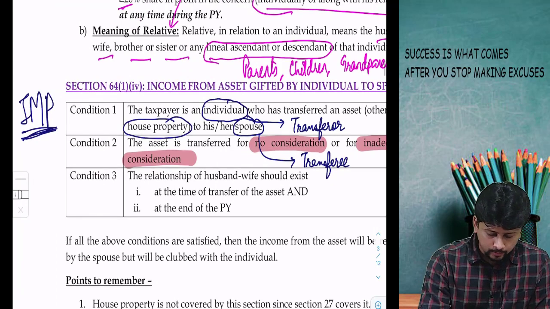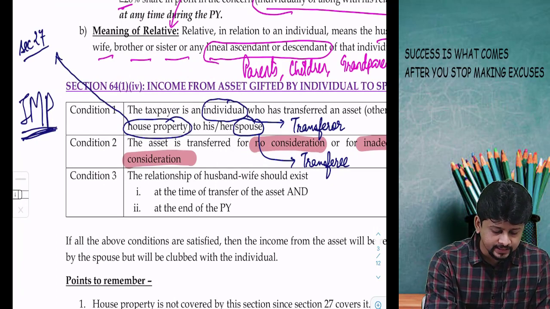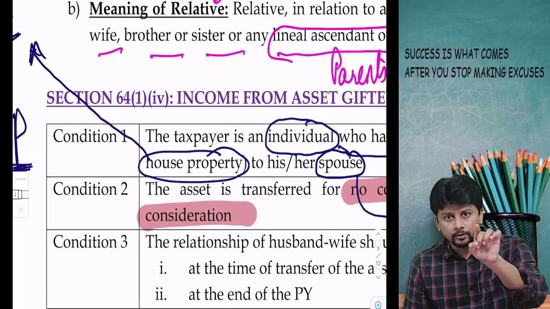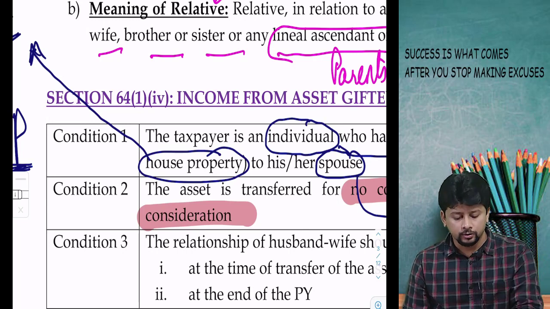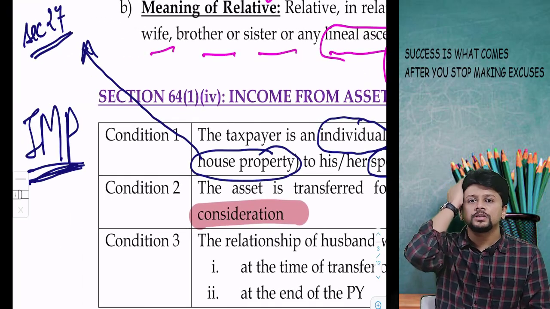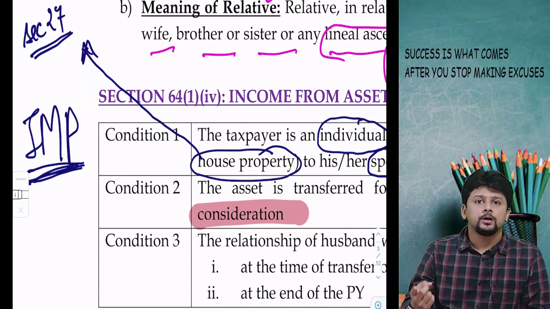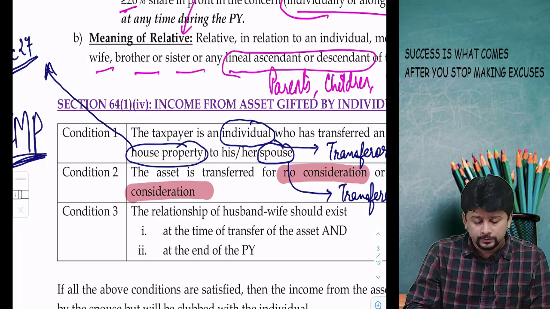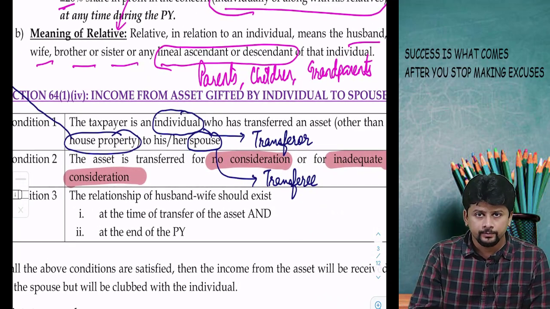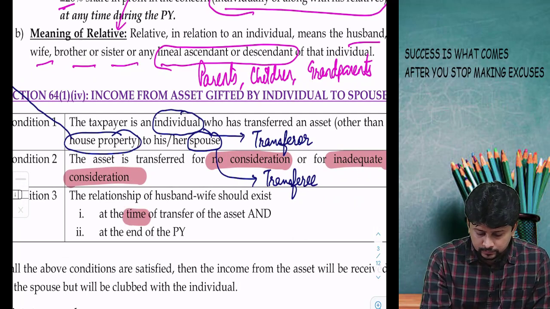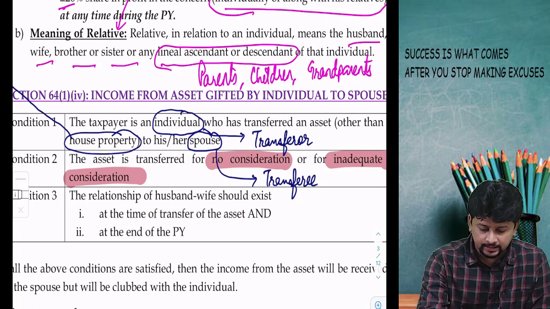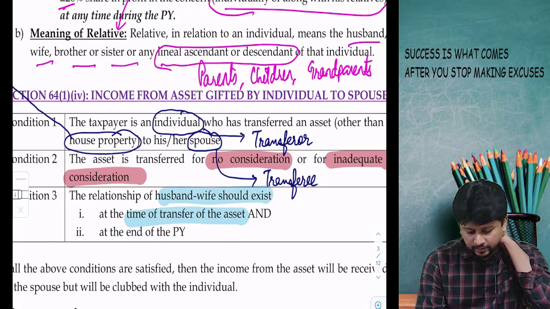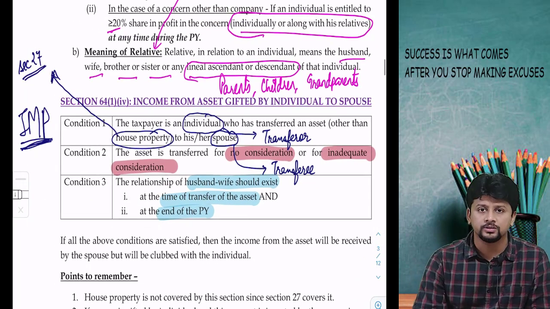The reason being, house property is covered by section number 27. An identical situation, the situation that is described in 64(1)(iv) is replicated in section 27 also, that is house property chapter. So section 27 covers house property as an asset, and every asset other than house property is covered by 64(1)(iv). Individual is transferring an asset to his or her spouse for zero consideration or for inadequate consideration. At the time when the transfer is happening, the husband-wife relationship should exist, and the husband-wife relationship should also exist at the end of the year. This is another condition that I got to satisfy.